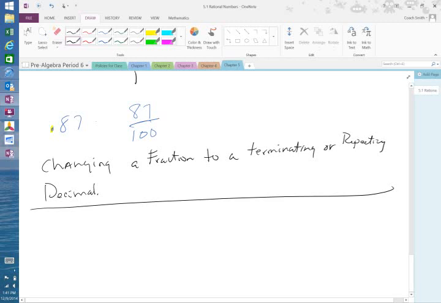Okay, for example, I had negative 7 over 8. Anybody remember what we do to change that to a decimal? If you don't remember, don't raise your hand and guess. If you do remember, or you think you really honestly remember, then raise your hand and let's see if you do.